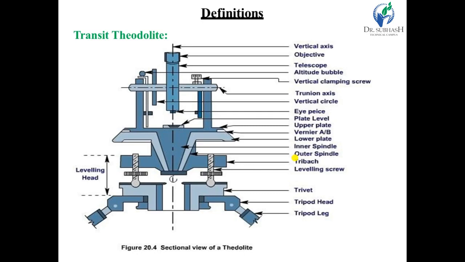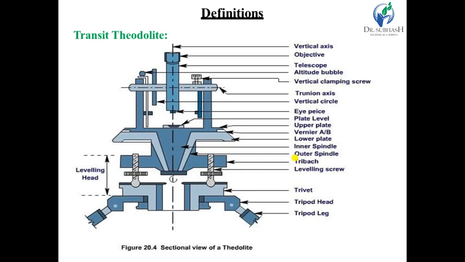See in the picture, the first arrow shows the vertical axis. The vertical axis passes through the theodolite and is perpendicular to the horizontal plane. Next, the objective. The objective is a glass piece on the telescope. The telescope is a pipe-type arrangement on the theodolite. Next, the altitude bubble, which is mounted on the top frame of the theodolite and shows the horizontal plane alignment with respect to our telescope.